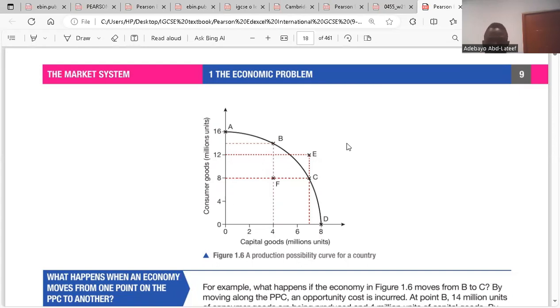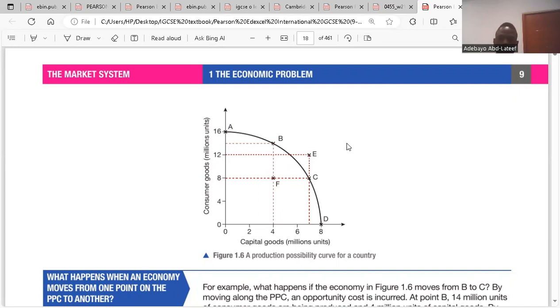At point C, 8 million consumer goods will be produced and 7 million capital goods will be produced. Is it clear? Yes. Then at point D, 8 million capital goods will be produced and zero consumer goods. Because we're talking about the combination of two goods that can be produced. Whenever there is a movement along the PPC curve, it means there's opportunity cost. If you are producing more capital goods, you will produce less consumer goods. If you are producing more consumer goods, you're producing less capital goods. So movement along this curve from A to B would mean that there's opportunity cost. Do you get it? Yes.